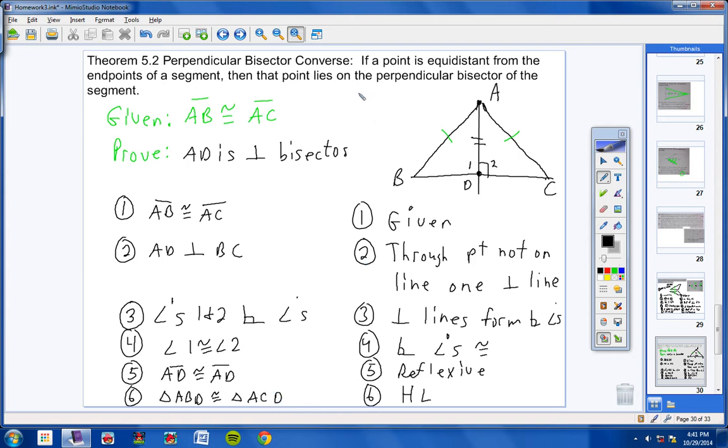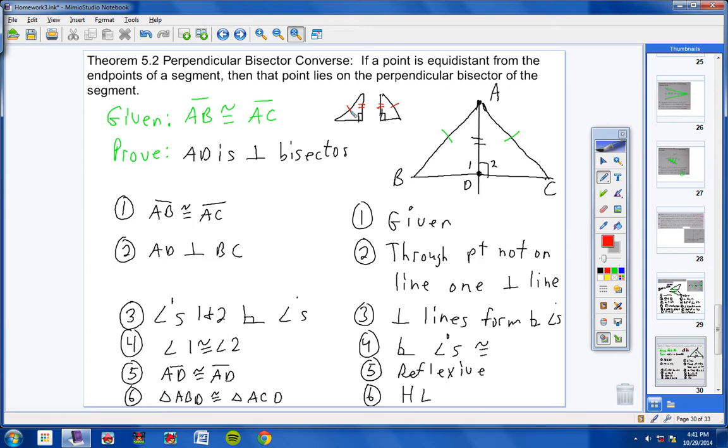Okay, here it is again. Here's one triangle. Here's the other triangle. Okay? Now we have a right angle and a right angle. We have this side here and this side here marked congruent. Okay? Well, the two triangles both share the side here. Okay, so I know this side here is congruent to this side here.